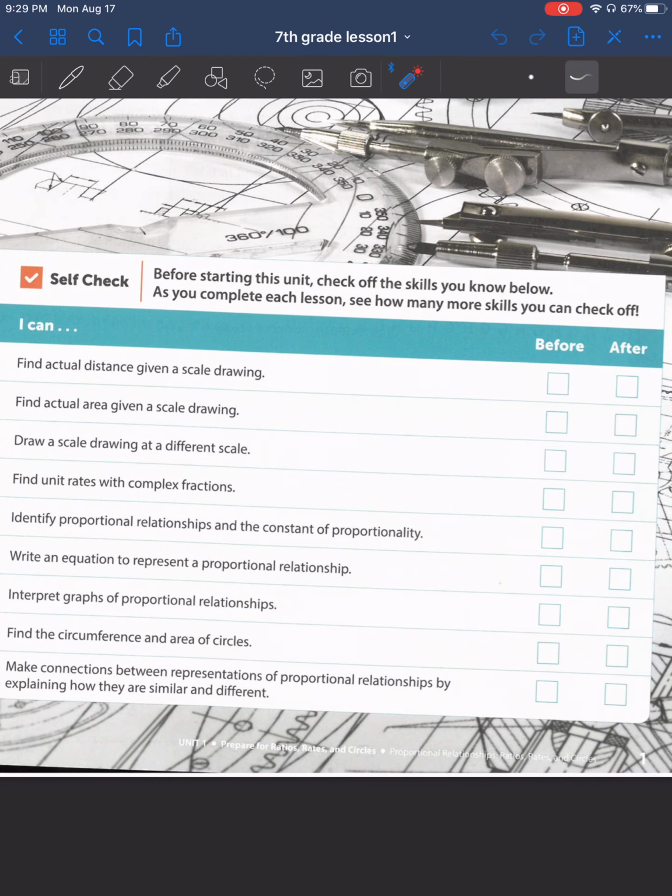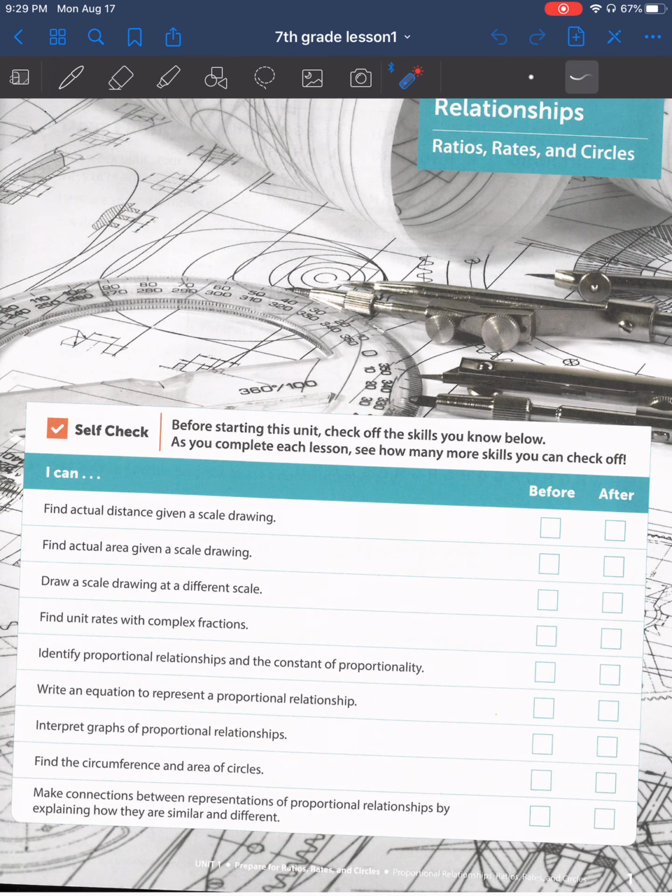So what I want you to do is go through each of these things. You can pause the video, and I want you to ask yourself, can you do this right now? And if you can, you say, yeah, I can do this now. If you can't do it, leave it blank. Okay, and don't worry about the after column. That's what you look at after the lesson.